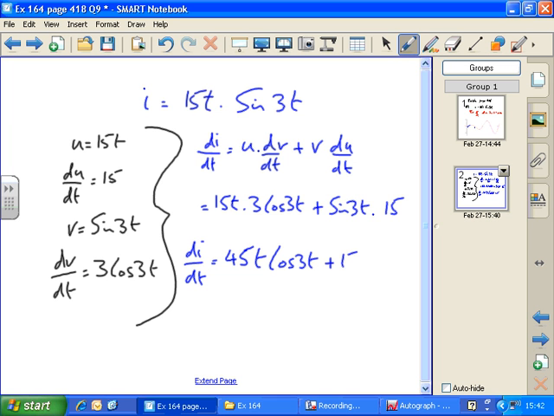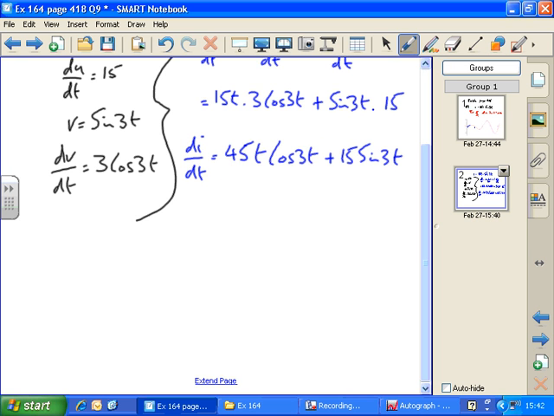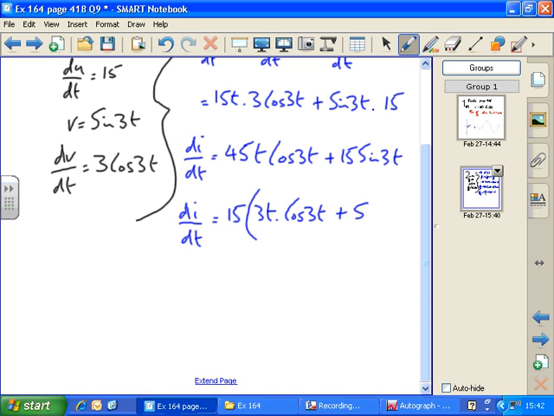plus 15 sine 3t. So that means the rate of change of current with time equals 15. It is common to both terms, so we can take 15 outside the bracket, leaving 3t times the cosine of 3t plus sine of 3t. And the tidying up makes it easy to put the value in at the end.